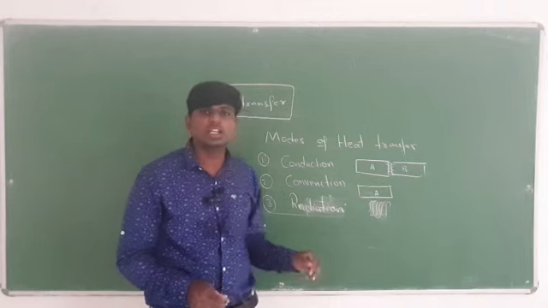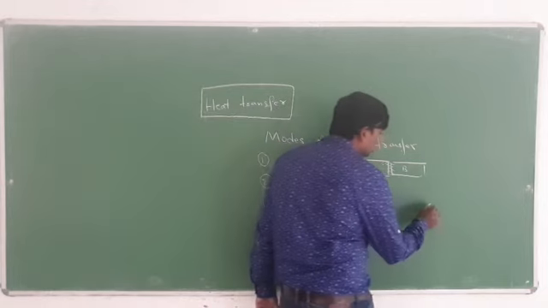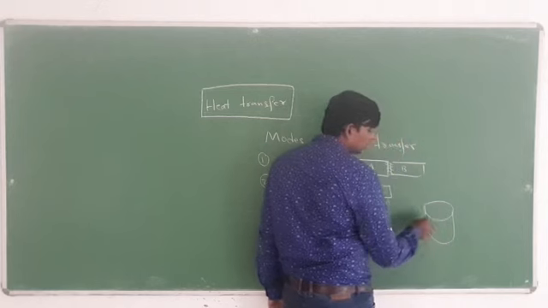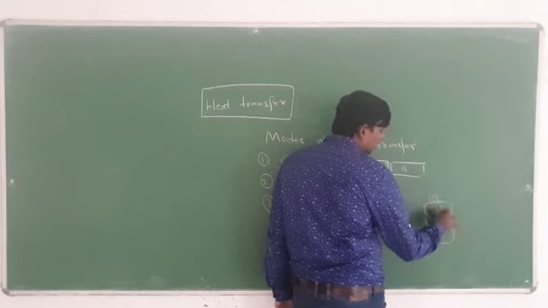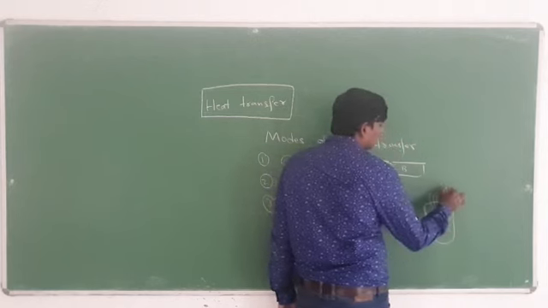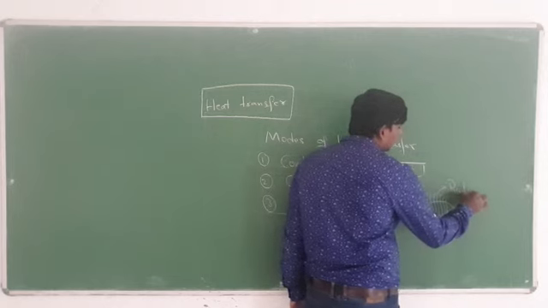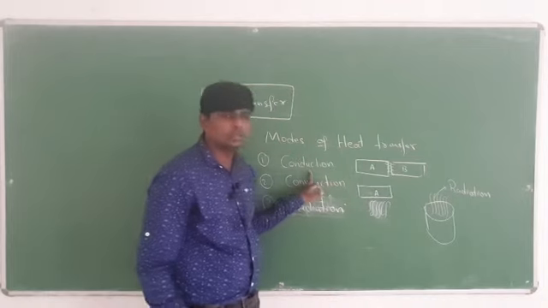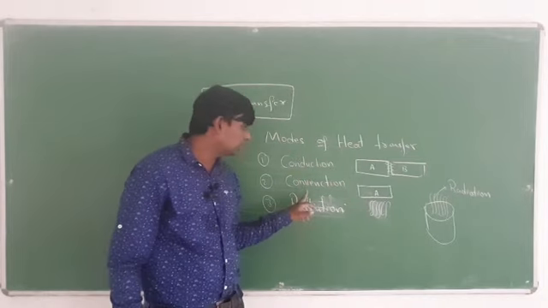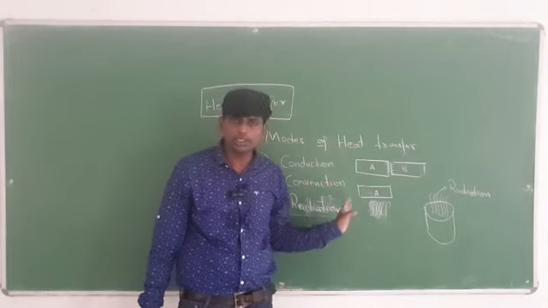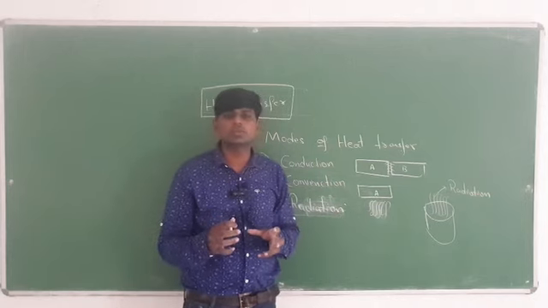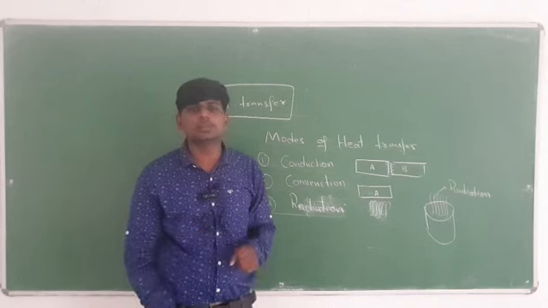Next one is radiation. Radiation means, suppose something is there in a jug, and the heat transfer is taking place from this side. This is known as radiation. So this one is conduction, this one is convection and the last one is radiation. These are the three modes of heat transfer.